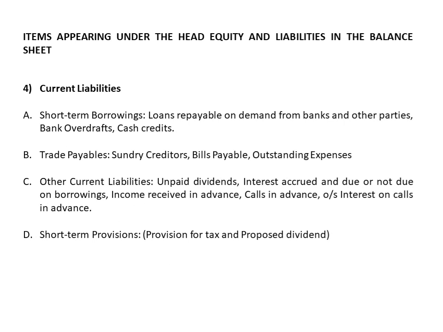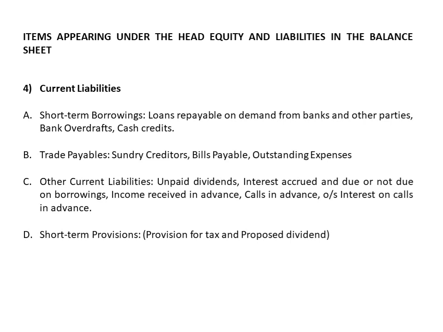Under current liabilities, the items which have to be shown are short-term borrowings, that is loans repayable on demand from the banks and other parties like cash credits, bank overdrafts, etc. Under trade payables, we will be having sundry creditors, bills payable and outstanding expenses. Under other current liabilities, we will be having unpaid dividends, interest accrued and due or not due on borrowings, income received in advance, calls in advance, and outstanding interest on calls in advance.